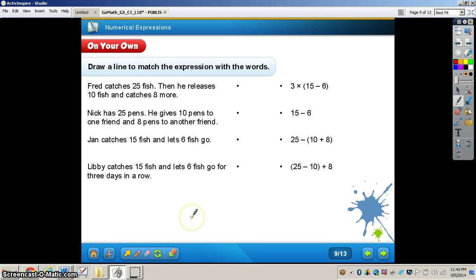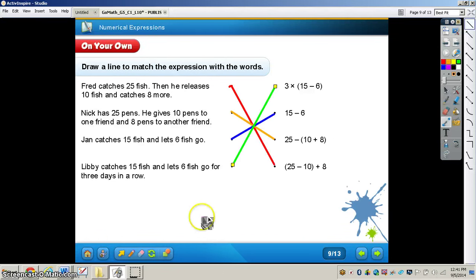Now what I want you to do at the bottom of page 45, draw a line to match the expressions with the words. When you're finished with this, I will have the answer for you. So pause the video now. Okay, so here are the answers. I did these all in different color ink so you'll be able to tell where I drew my lines to.